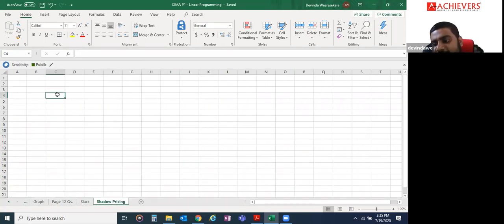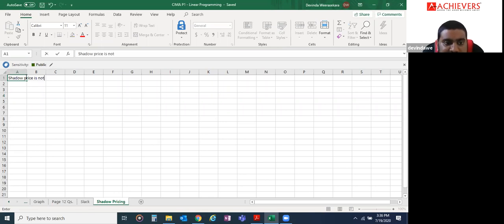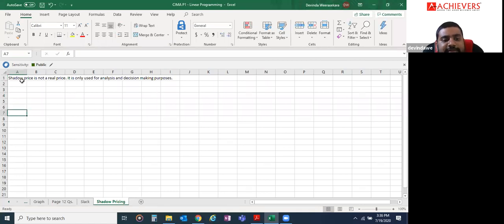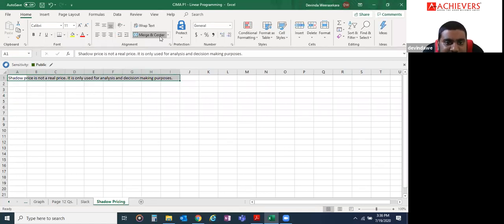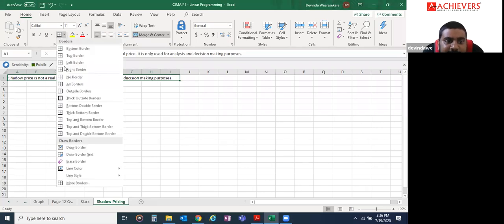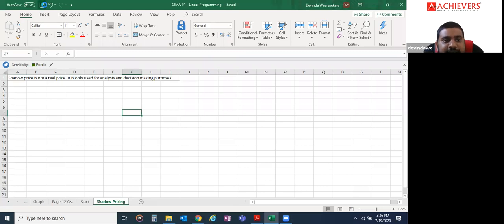So first thing is, guys, shadow price is not a real price. It is used only for analysis purposes. That's all. It is only used for analysis and decision making purposes, right? So first of all, you need to understand that shadow price is not a real price. It is only used for analysis and decision making purposes.